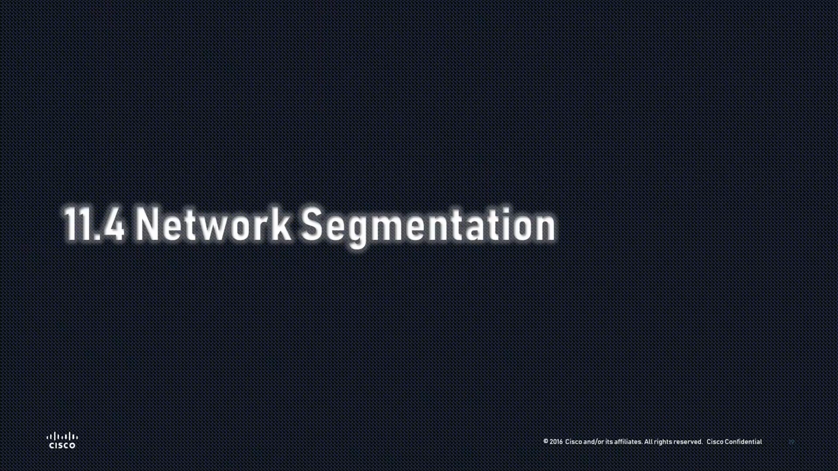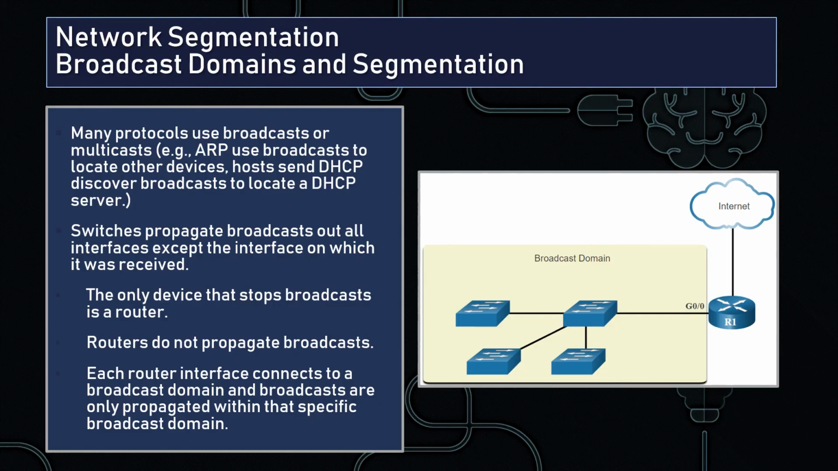So let's look at some network segmentation. Many protocols use broadcasts or multicasts. So ARP, of course, uses broadcast to find other devices. DHCP uses broadcast. Broadcasts are propagated on all interfaces except for the origin. The only device that stops broadcasts is a router. They do not propagate. Each router interface connects to a broadcast domain.